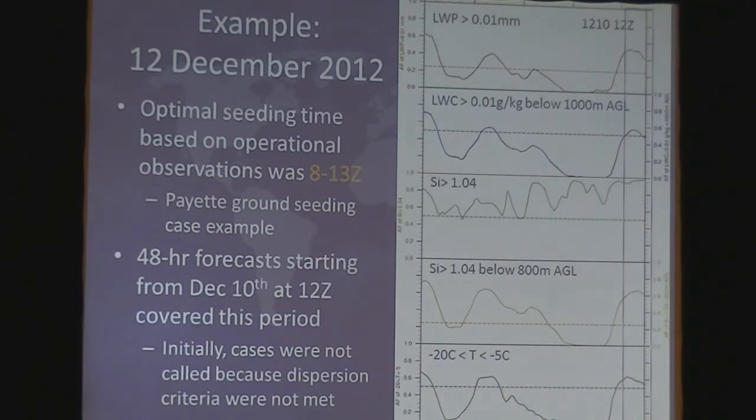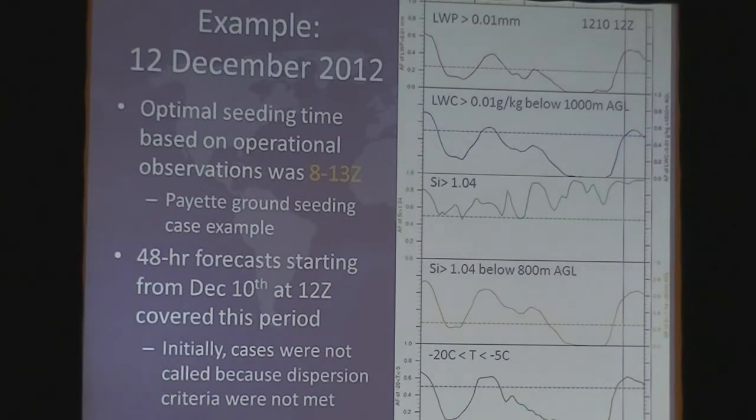We're also going to be investigating some of our actual thresholds themselves. For example, our temperature range is probably a little too broad and includes temperatures that are a bit too warm. This is some of the analysis we'll do as we refine the algorithm. But anyway, on this case, you can see in this optimal time window at the 48-hour forecast, the model is doing a pretty good job of forecasting all the microphysical criteria being met.